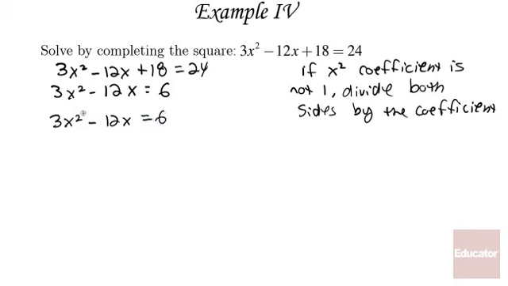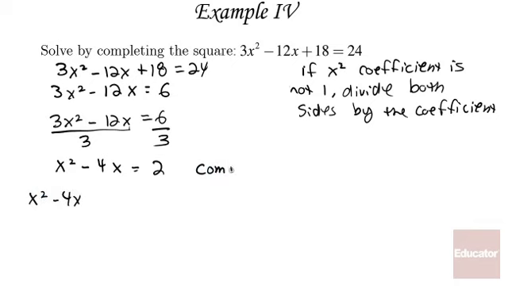And I could have done it up here, but it's easier to do it at this point when I've simplified a bit. I'm going to divide both sides by 3. These cancel out, and now my x squared coefficient is 1. 12 divided by 3 gives me negative 4x. And 6 divided by 3 is 2. Now I can go about completing the square because my leading coefficient is 1.